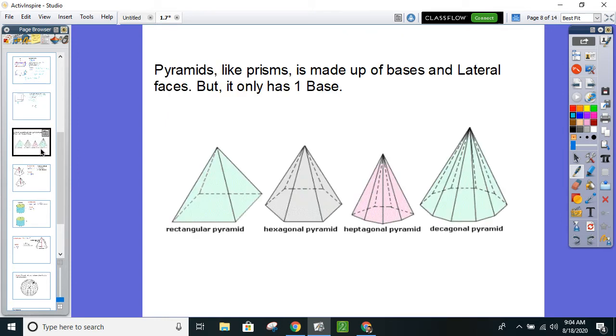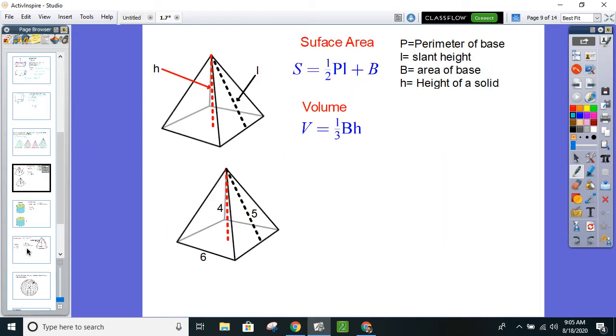Let's look at pyramids. So pyramids, just like the prisms, they have bases and lateral faces, but they only have one base. Now, what kind of lateral faces are these right here? Where are all the faces? Oh, triangles. What's unique about triangles is that they have the formula base times height divided by 2. So that's going to come into play here. Let's look at that.